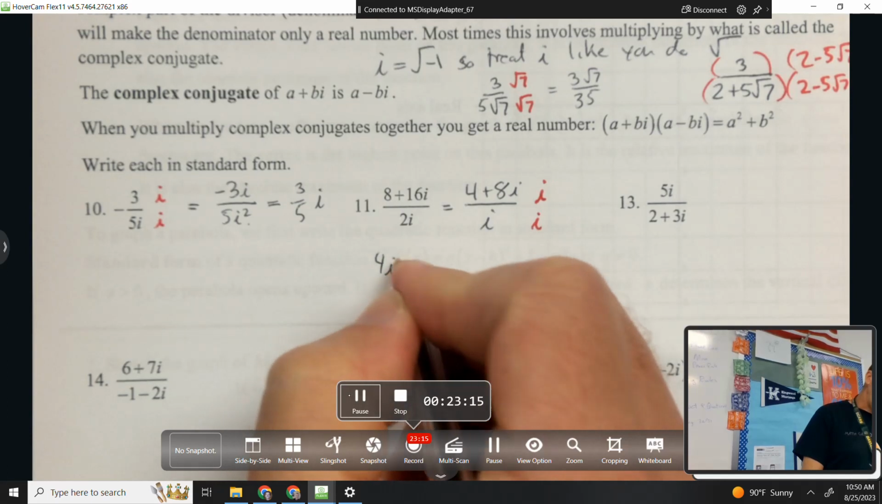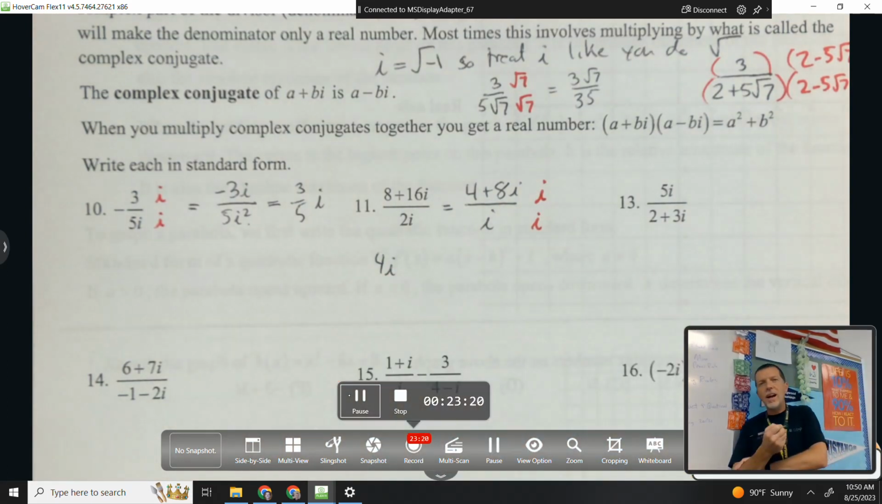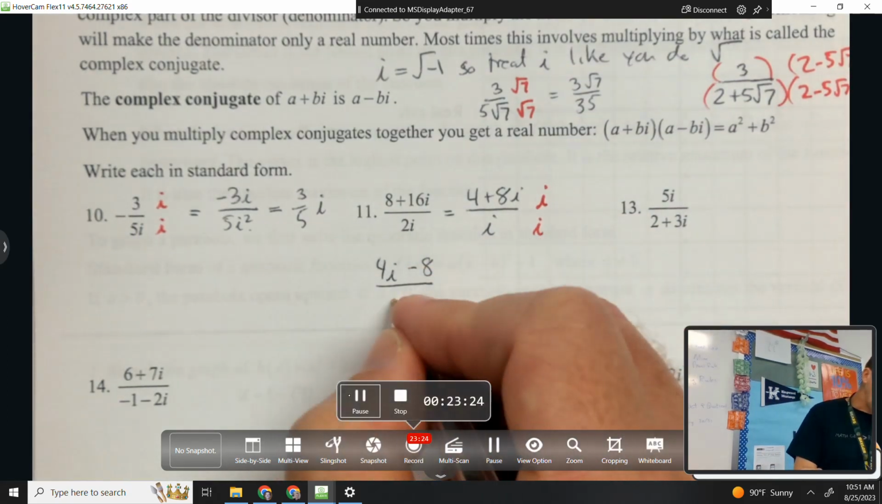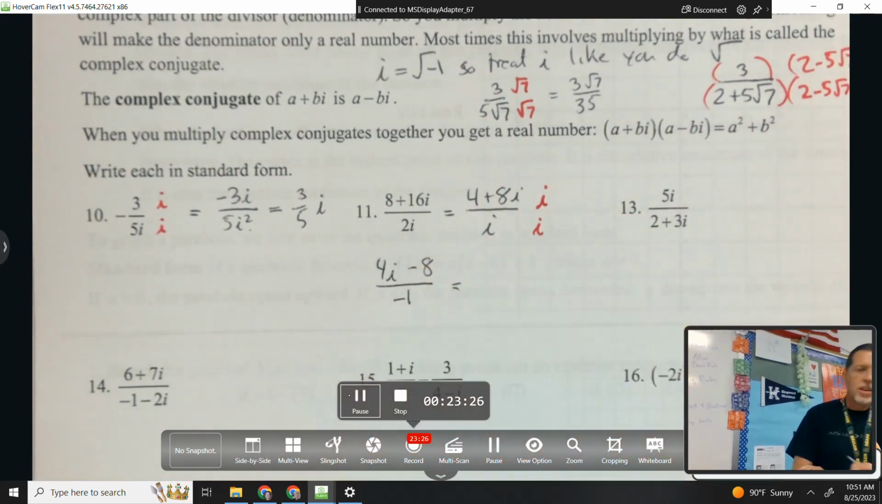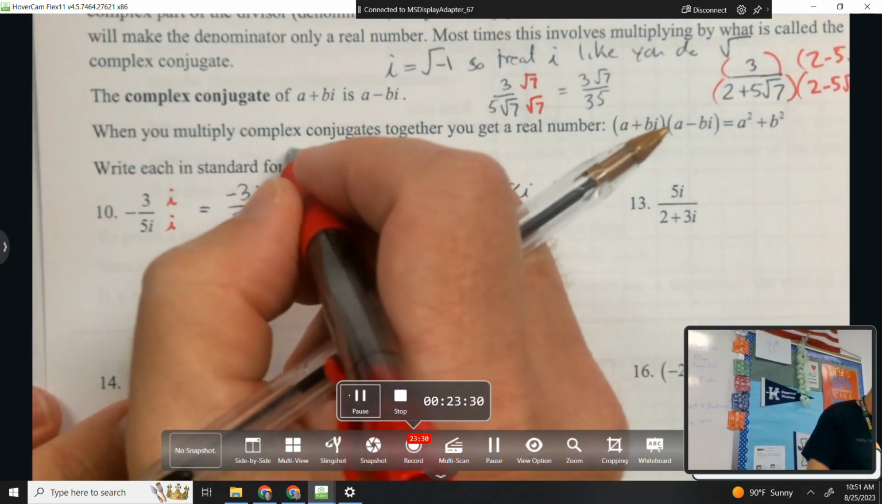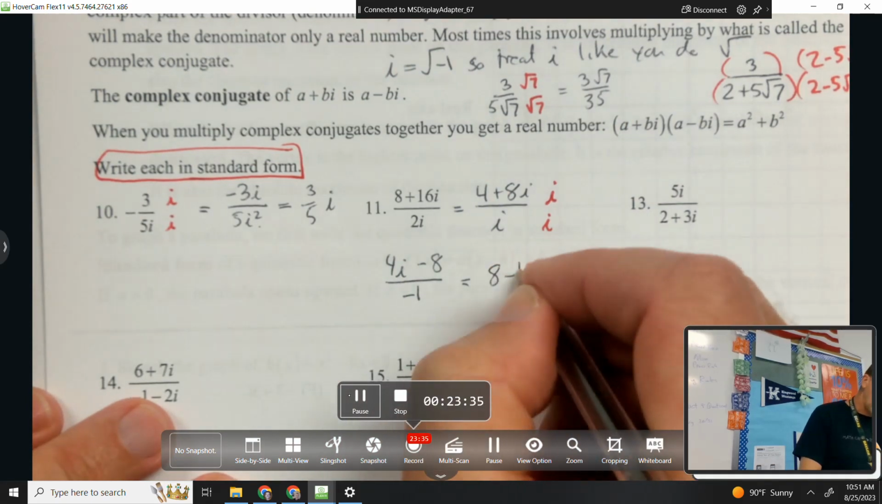So 4i. Alright, I'm going to start skipping steps a little bit here. 8i squared is negative 8 over i squared is negative 1. Now that looks a little funny. It's not wrong, but write each answer in standard form. So 8 minus 4i.